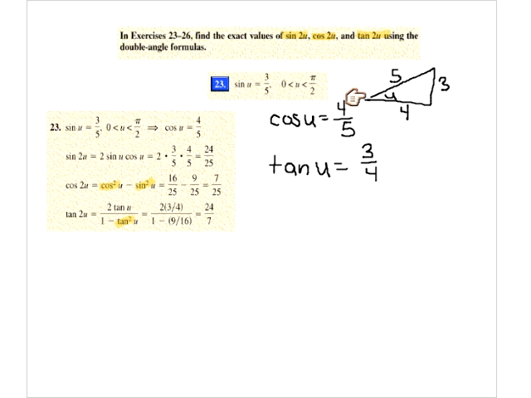So cosine squared is 4 squared over 5 squared, so that's 16 over 25. Sine squared is 9 over 25, and tangent squared is 9 over 16. So don't forget, if it does have a squared value, you need to square that fraction as well.